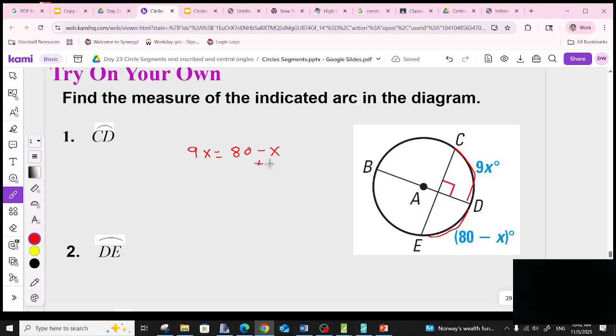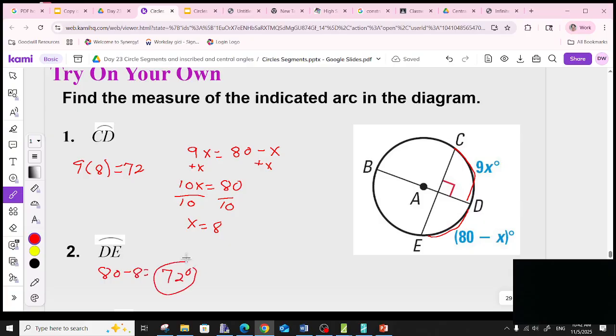You would add x to both sides. You would get 10x is equal to 80. You would divide by 10. X would equal 8. CD then would be 9 times 8, which is equal to 72. If I did 80 minus 8, good thing I got 72 because I earlier said these two were equal. And that would be in degrees.